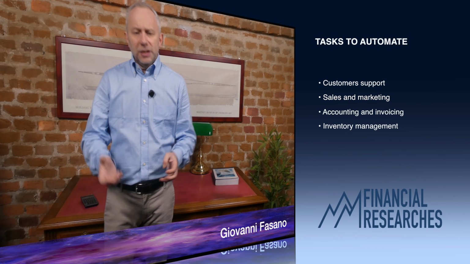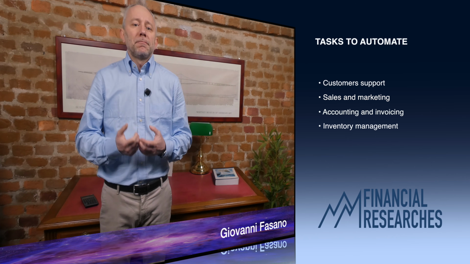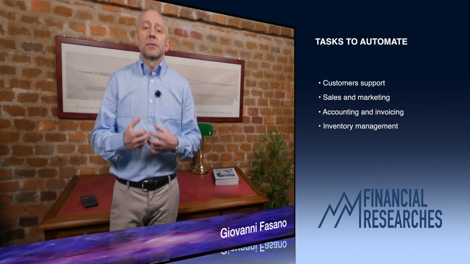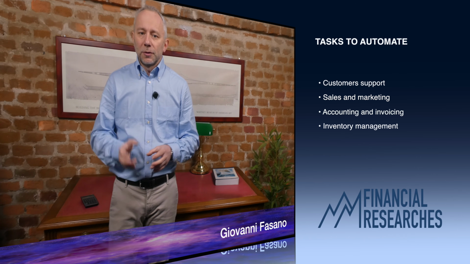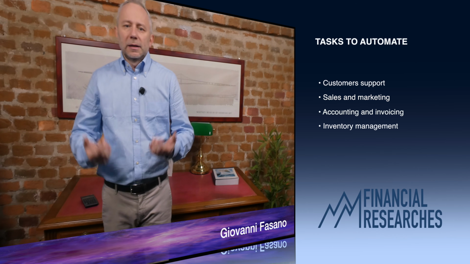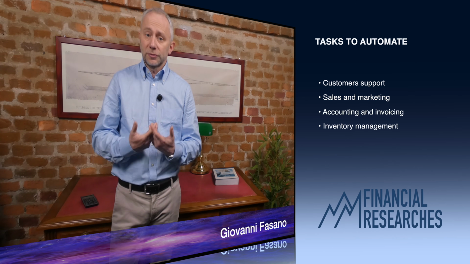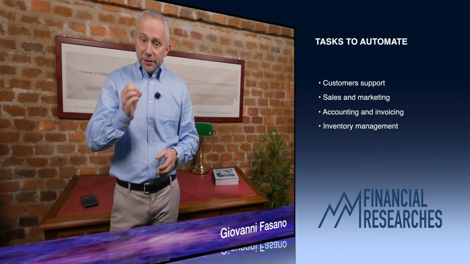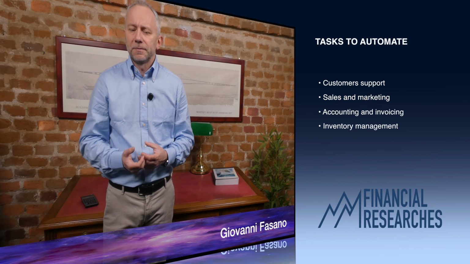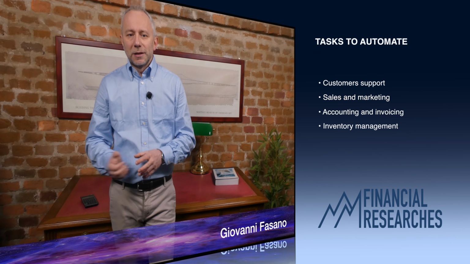Tools like MailChimp, HubSpot, and ActiveCampaign allow you to set up automated workflows to reach prospects at the right time with the right message. Accounting and invoicing. Software like QuickBooks or Xero can help automate invoicing, financial tracking, and payroll, reducing the chance of errors and saving time.